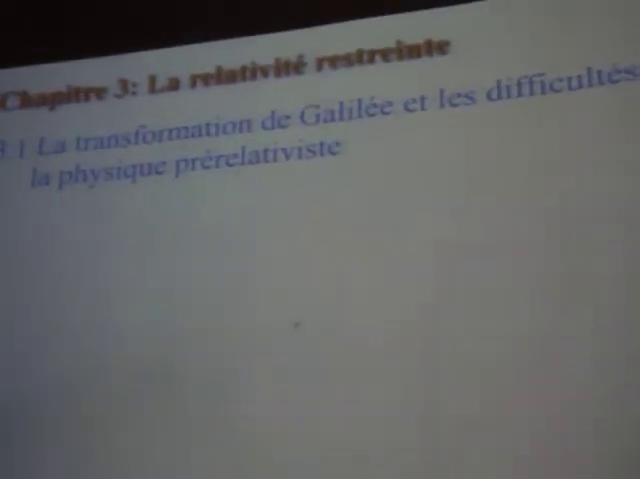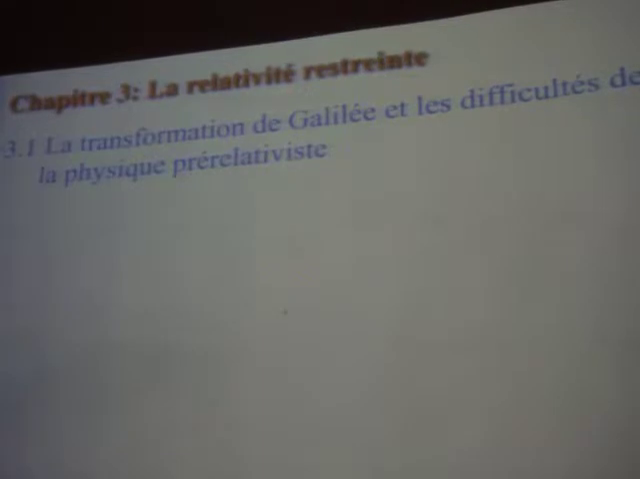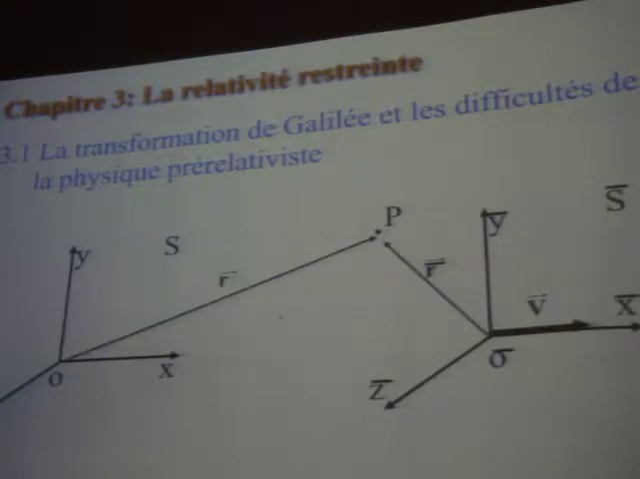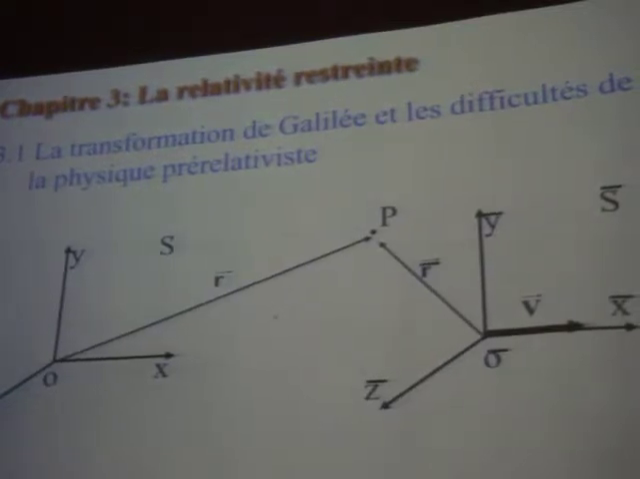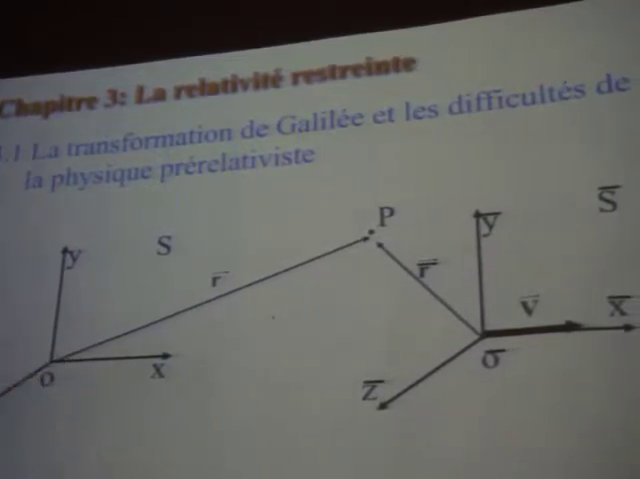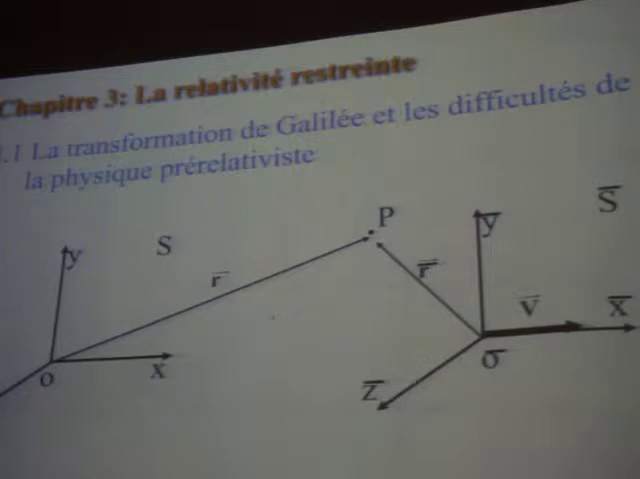Okay, special relativity. We will talk about the Galilean transformation and the difficulties of physics at the end of the 19th century. Here, I just remind you what the Galilean transformation is. So this is an inertial system, which may be connected with a classroom. And here is another frame of reference, traveling with a constant velocity along the x-axis. So it's a special case. We will call that the special transformation of Galileo.